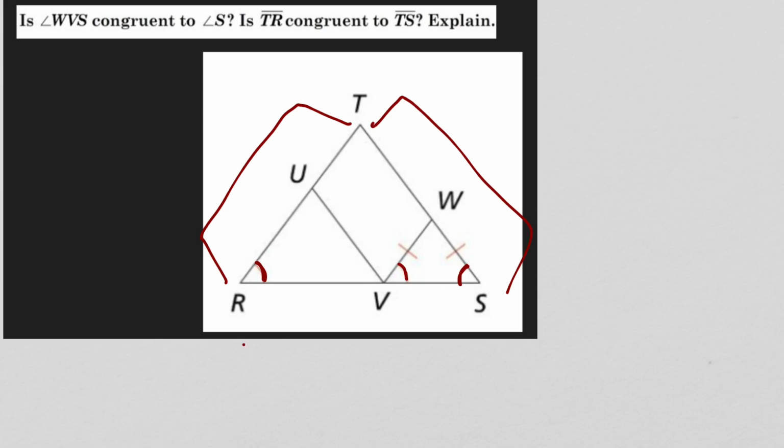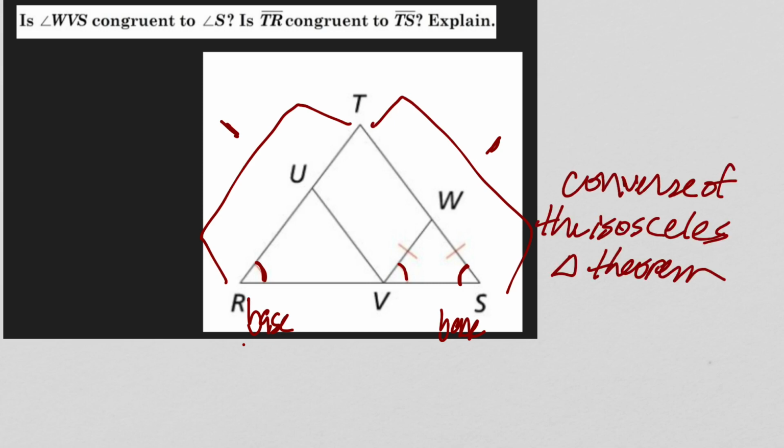So if you notice, R and S are base angles. They are equal. So then that means these two sides have to be congruent by the converse, right? By the converse of the isosceles triangle theorem. So that makes, yep, TR. So TR is congruent to TS.